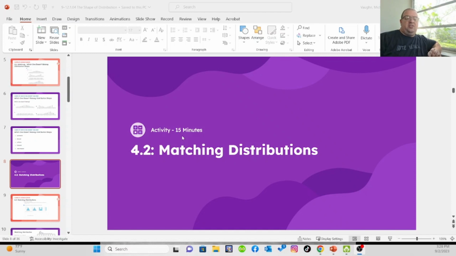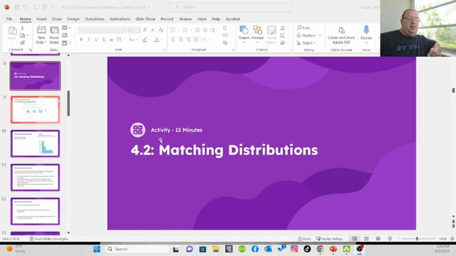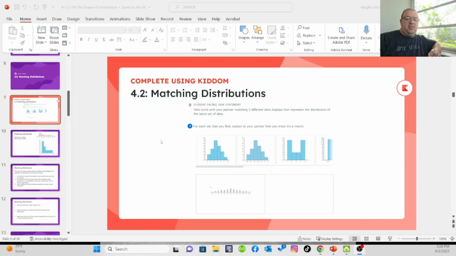Next, we have activity 4.2, which is called matching distributions. This should take about 15 minutes. In this activity, I am going to give you a set of cards. And in that set of cards, you're going to have dot plots and you're going to have histograms. And working in your small groups, what you're trying to do is figure out which dot plot matches which histogram. There is a 1-to-1 matching.